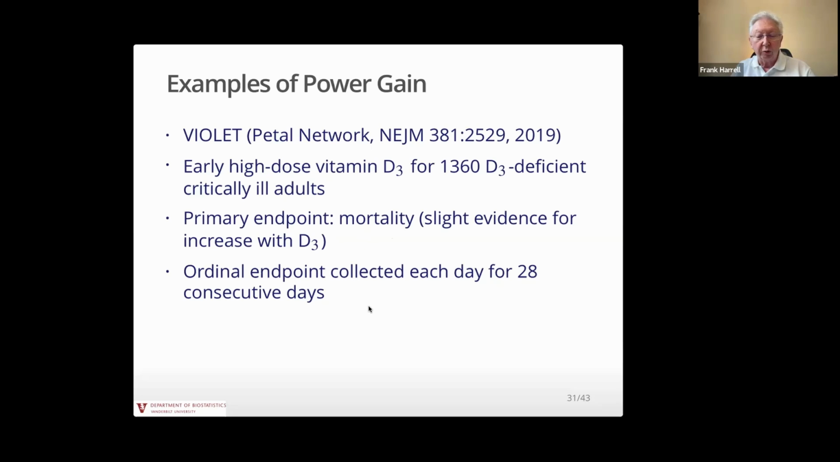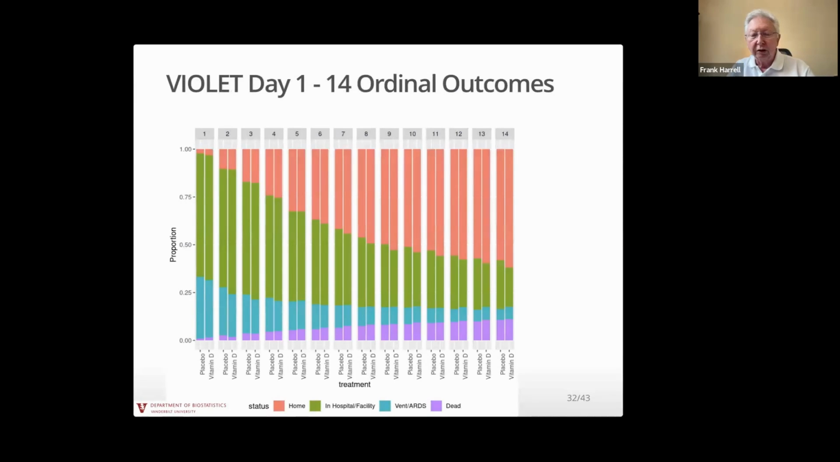But there was an ordinal outcome collected at each day for 28 consecutive days. And this is a really good way to visualize that. This is the first 14 days of follow-up. We have had clinicians really liking this sort of stacked bar chart representation when the events that you're getting the patient status for are fairly discrete, although this applies to continuous outcomes also. So the status we have is being at home, being in hospital or like a nursing facility, being on a ventilator or having acute respiratory distress syndrome, or being dead.